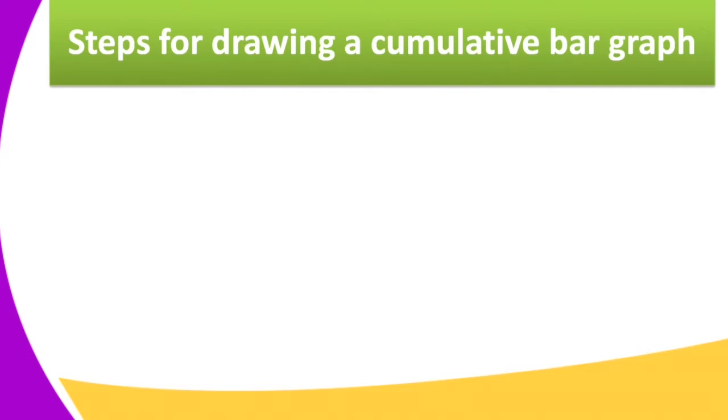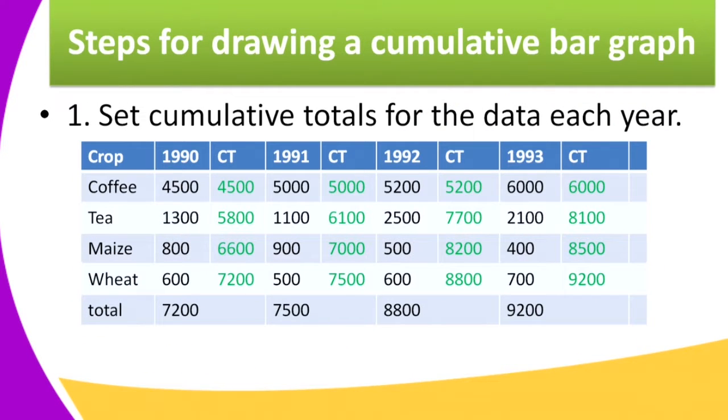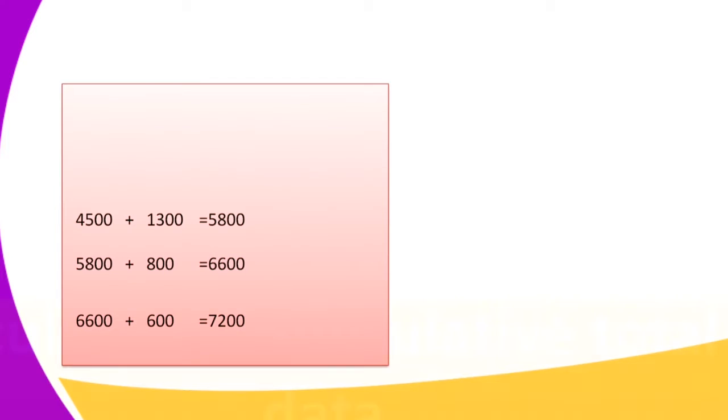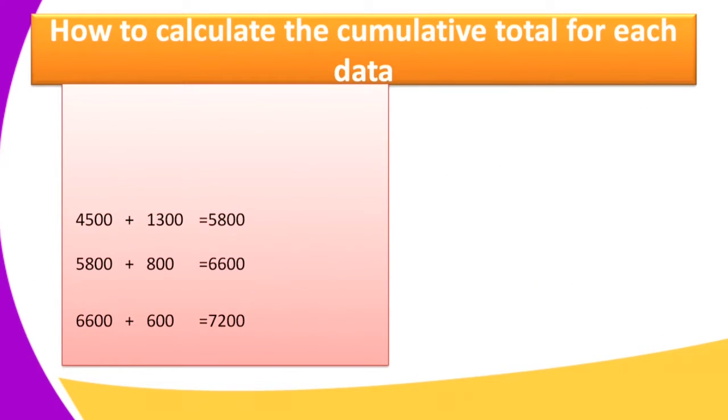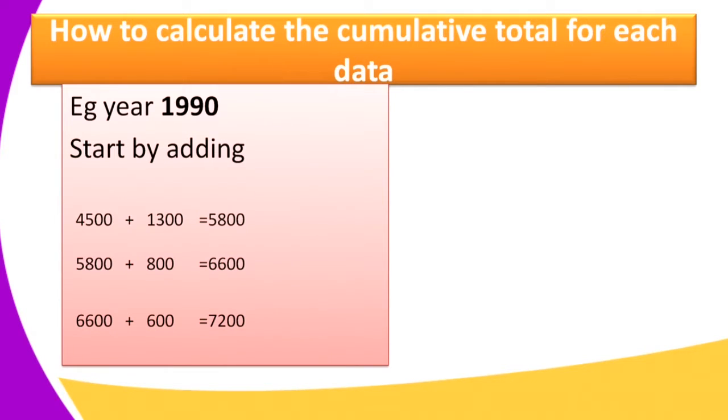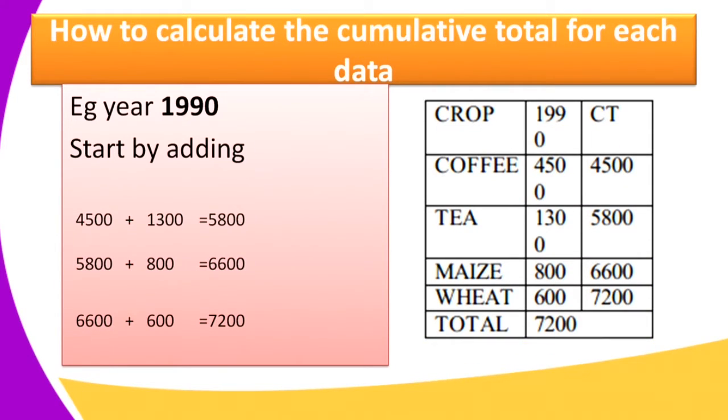We will look at the steps for drawing a cumulative bar graph. Step number 1 is to set cumulative totals for the data each year. Let's look at the second slide so that we can see how you compute that. How to calculate the cumulative total for each data: our example will be year 1990. Here we add 4,500 plus 1,300 to get 5,800, 5,800 plus 800 to get 6,600, and 6,600 plus 600 to get 7,200.